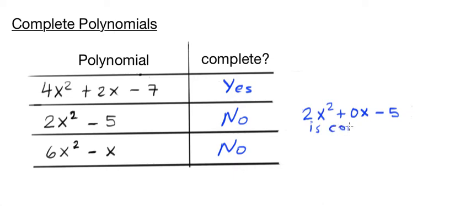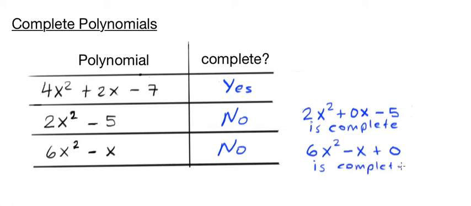Is complete. So the good news is that whenever you're given a dividend that is not complete, you can easily complete it by adding zeros, right? This way, 0x for this term, 0 for the constant term. So this guy is complete. So this will help us to go through the next example. Let's go to the next example now.